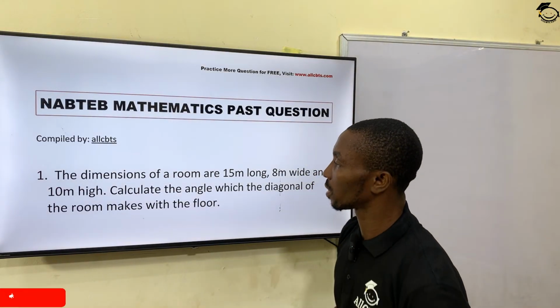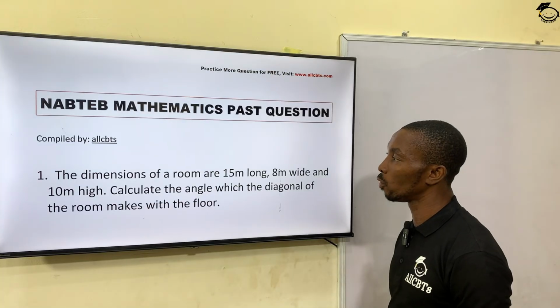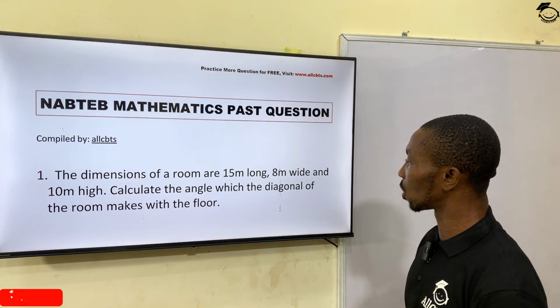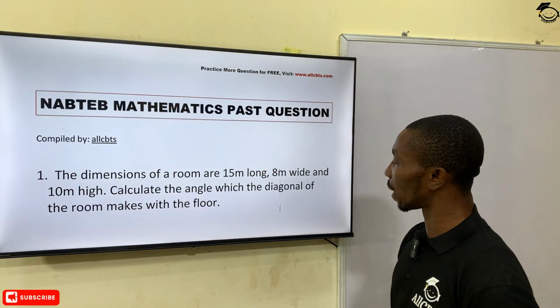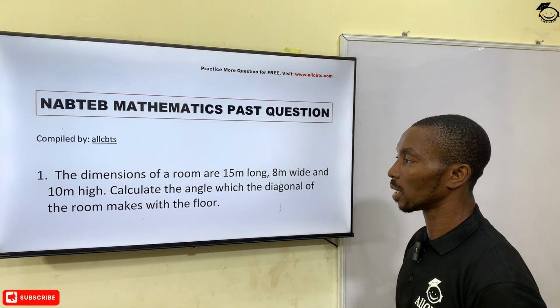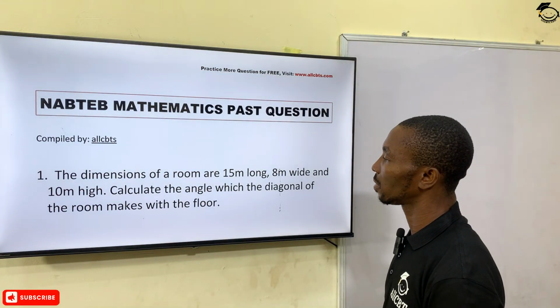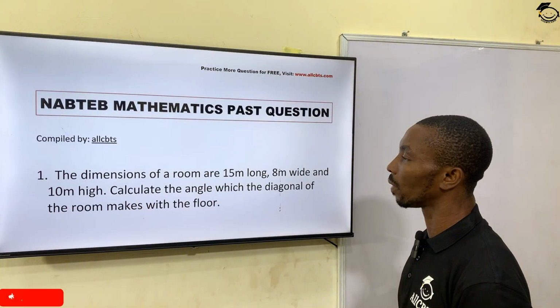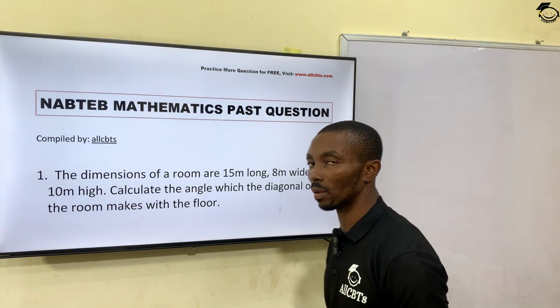Now, our first question says the dimensions of a room are 15 meters long, 8 meters wide, and 10 meters high. Calculate the angle which the diagonal of the room makes with the floor.